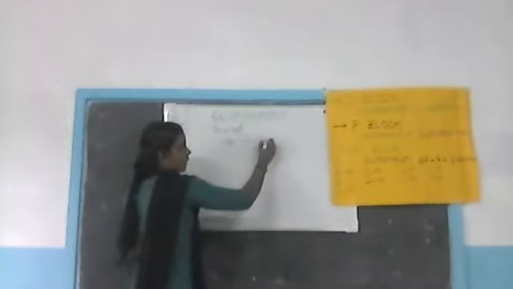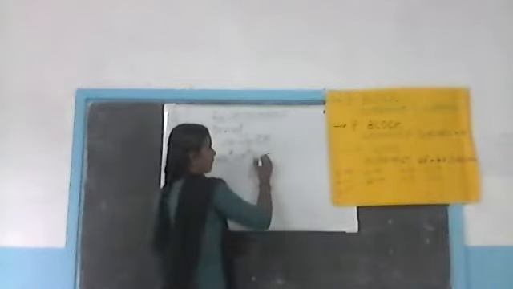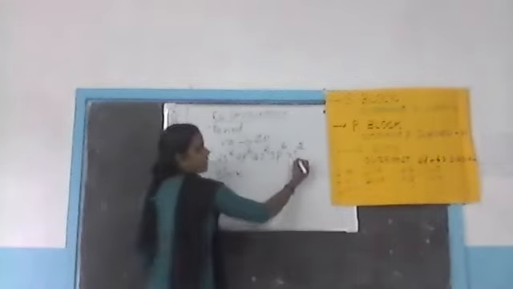Calcium has atomic number 20. So the electronic configuration is 1s2, 2s2, 2p6, 3s2, 3p... 6 plus 2, 10, 10 plus 2, 12, 14. So here 6 are needed. So total 18. Then 2 more electrons we needed: 4s2. Okay. So here calcium belongs to which block? Here the last electron enters the S subshell. That is, S is their block.